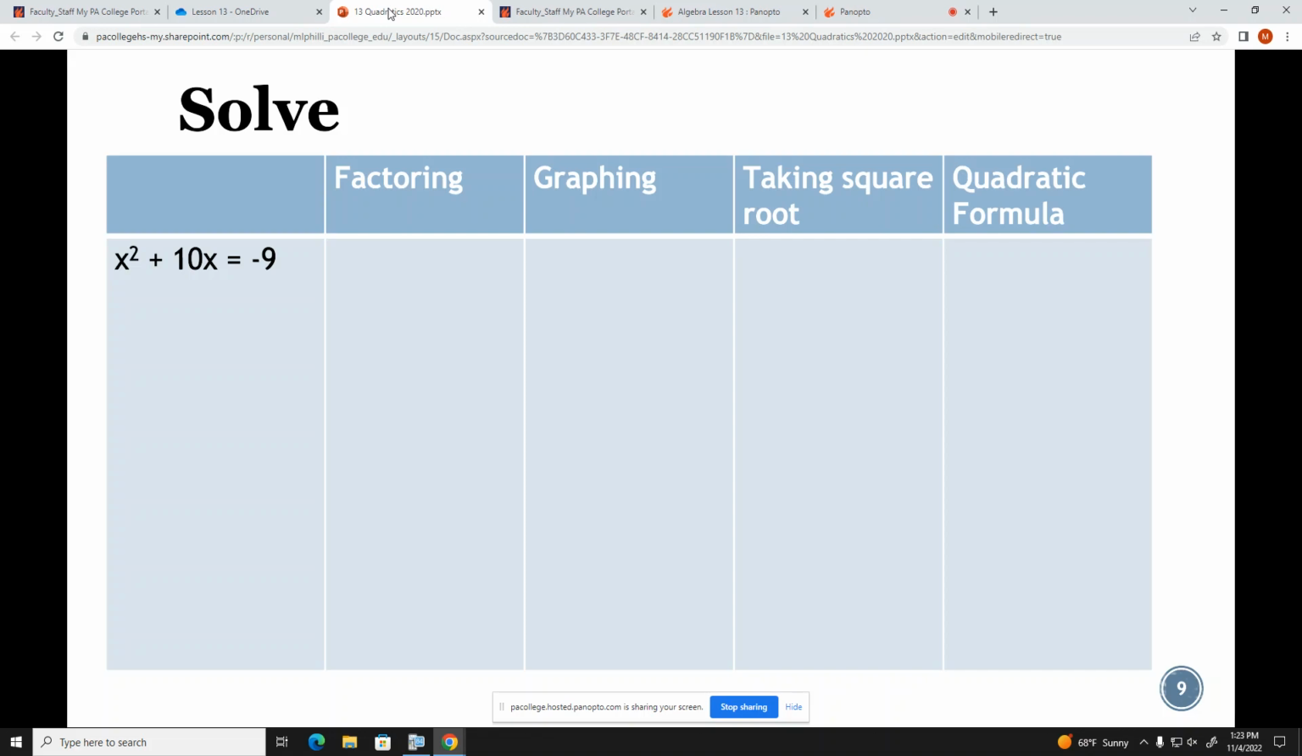We're going to look at solving this problem by a variety of methods. The first thing that I want to note is that taking the square root is not going to work. So this one is not possible. The reason why this is not a possible method is because there is the 10x term, which is not a perfect square.